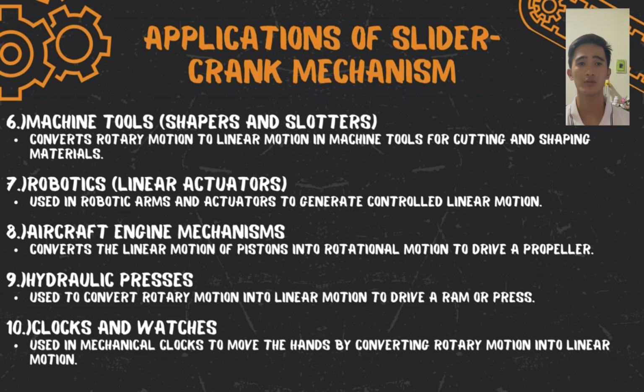Then the next one is robotics or linear actuators. Its application is used in robotic arms and actuators to generate controlled linear motion. Rotary motion from an electric motor is converted into linear motion for precise movement of robotic arms or tools.